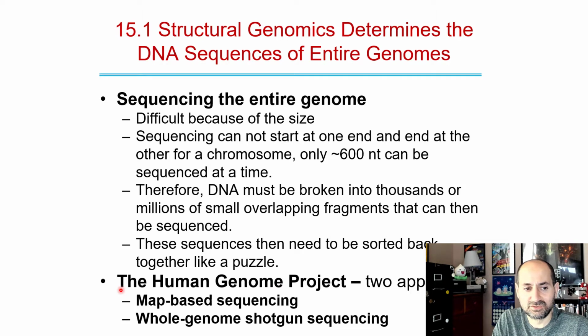And this was mastered by the Human Genome Project in the late 1990s, around the year 2000. The Human Genome Project was underway, and there were two approaches that were employed. A map-based sequencing approach, which proved to be more tedious, and a whole genome shotgun sequencing approach, which is actually the gold standard now. It's the way that was proven to be more effective and an easier way of mapping out an entire genome.